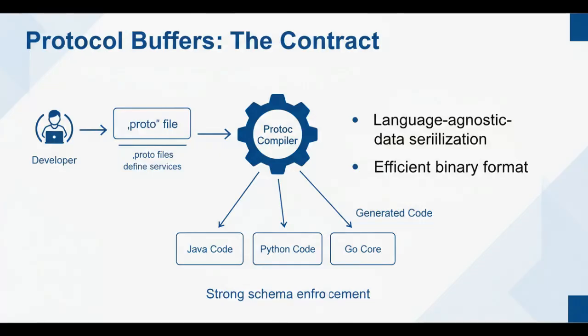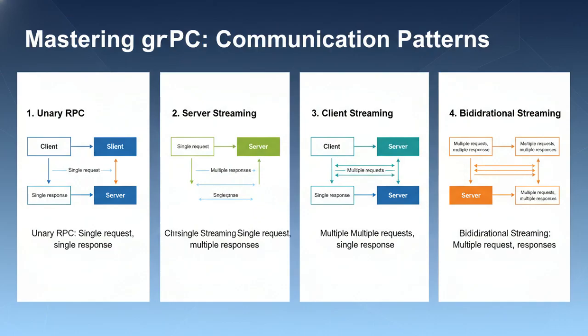Once defined, a special proto-compiler generates code in your chosen language, be it Java, Python, Go, C++, or many others, for both the client and server. This approach ensures language-agnostic data serialization, provides an incredibly efficient binary format for data transfer, and enforces a strong schema, preventing common data mismatch errors and ensuring consistency across all communicating services.